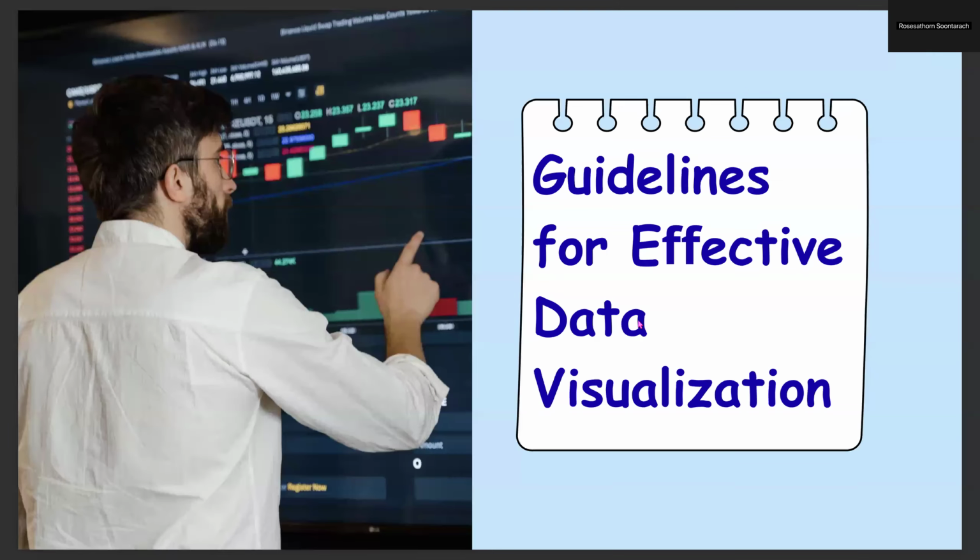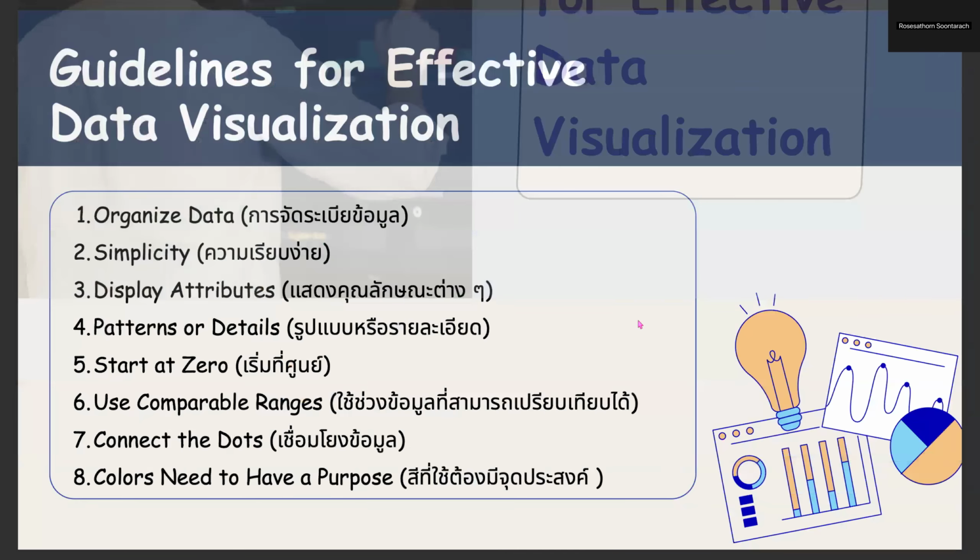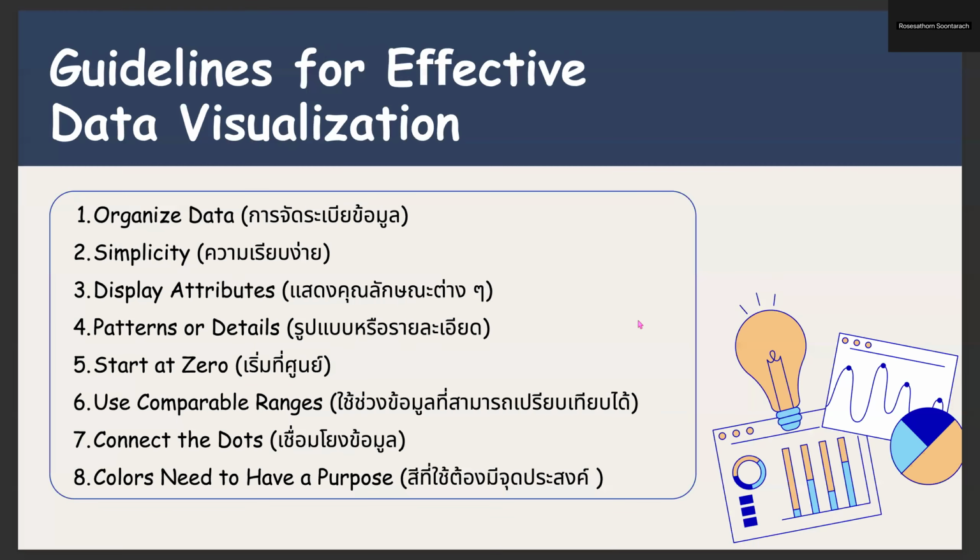And the guidelines for effective data visualization include: organize data, simplicity, display attributes, patterns or details, start at zero, use comparable lengths, connect the dots, and color needs to have a purpose.